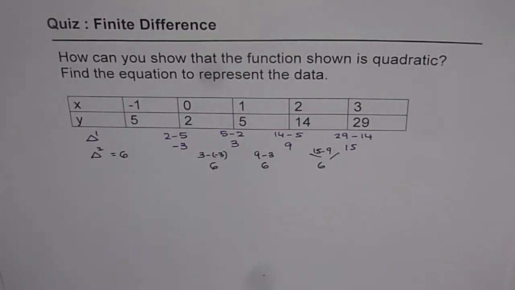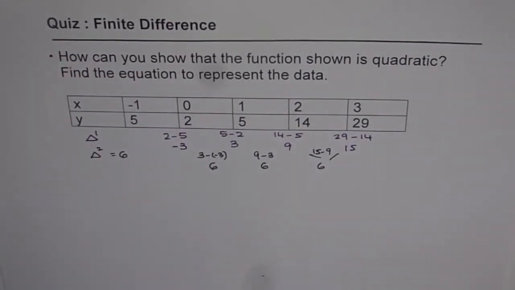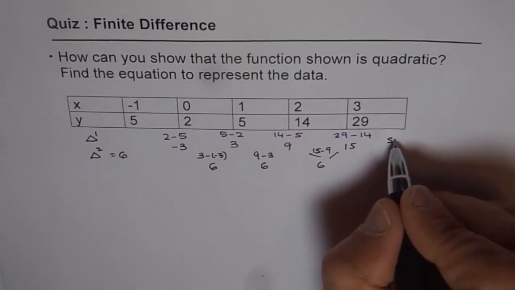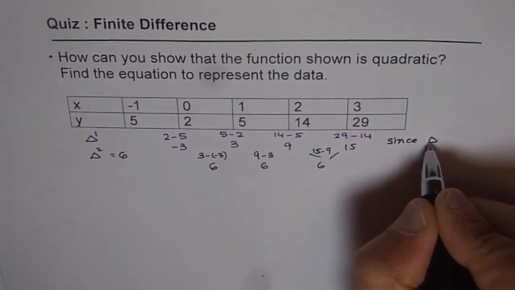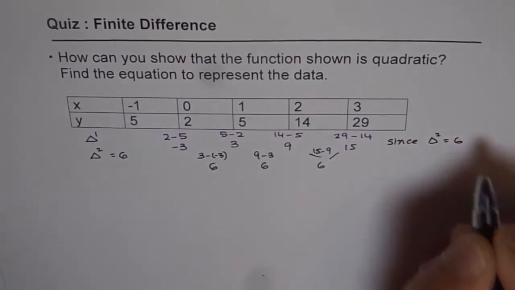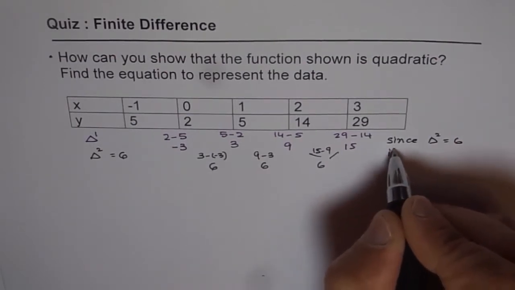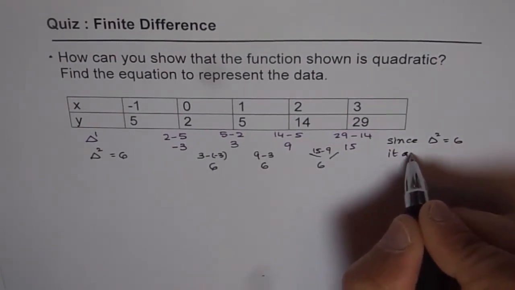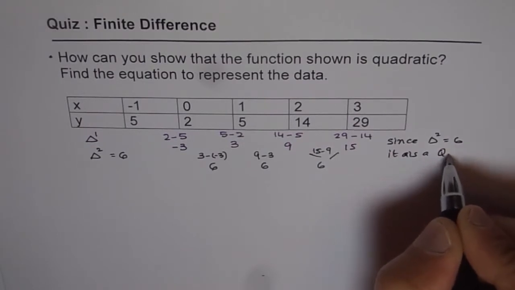Now since the second difference is constant, it is indeed a quadratic function. So we have done the first part, that is, how can you show that the function is quadratic. So we say since the second difference is constant and is equal to 6, it is a quadratic function.